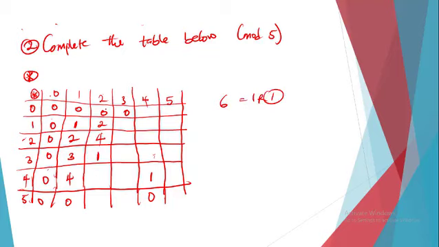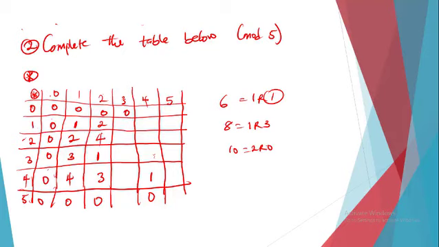Then 4 times 2 will give us 8. 8 is equal to what? 1 remainder 3. So we have our remainder to be what? 3. And then 5 times 2 will give us 10. And 10 is equal to what? 2 remainder 0. So we have here to be 0. Okay?